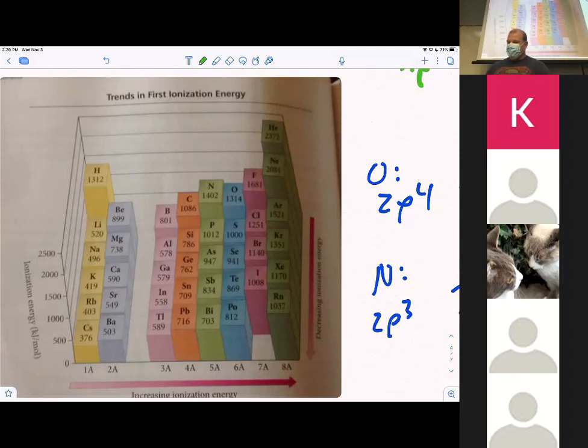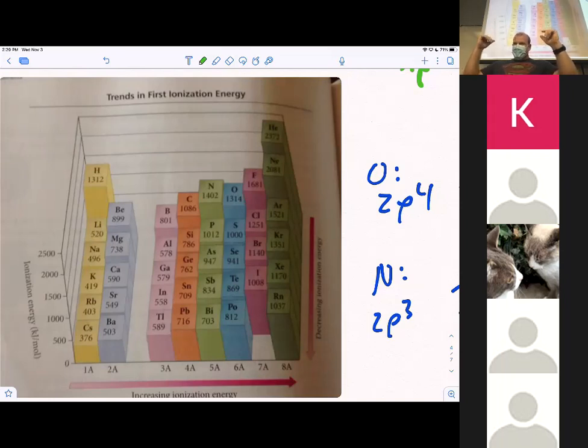And it's going to be opposite of the size trend, right? Because what's going to make it hard to rip off an electron? Well, if it's an electron that's close in, a tiny atom with a really positive center, that's really hard to rip off. Then again, if you have a huge atom that's not very positively charged, doesn't have a lot of attraction, then that first electron falls right off. Oh, you want me gone?